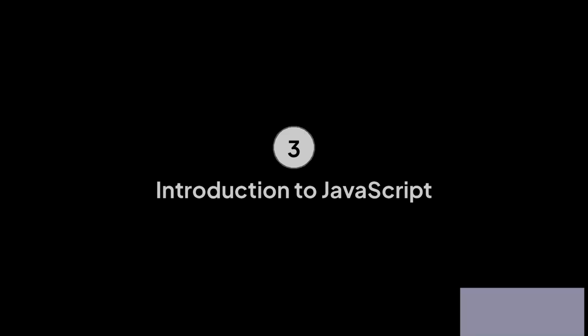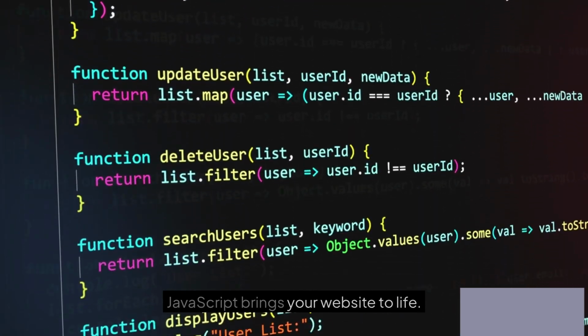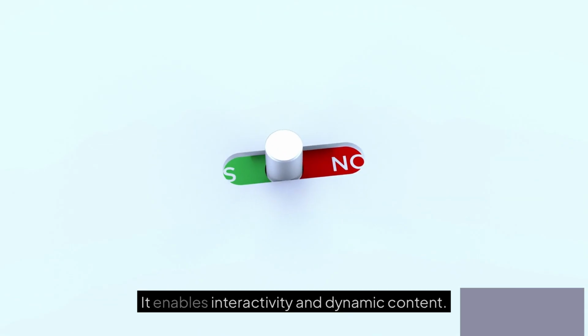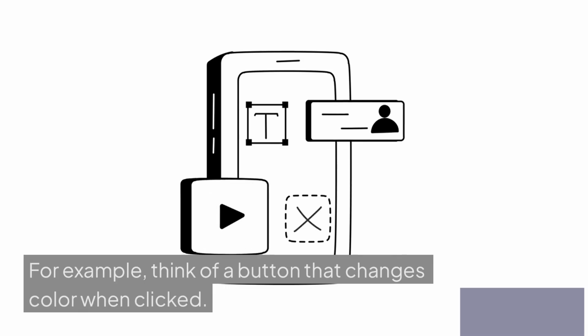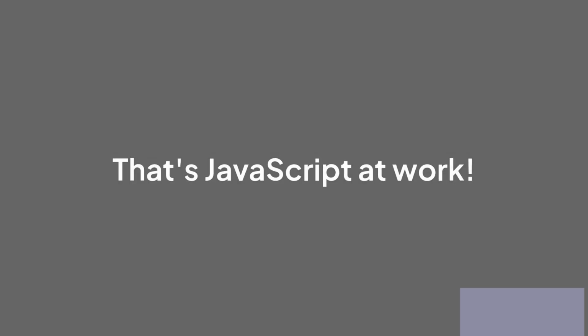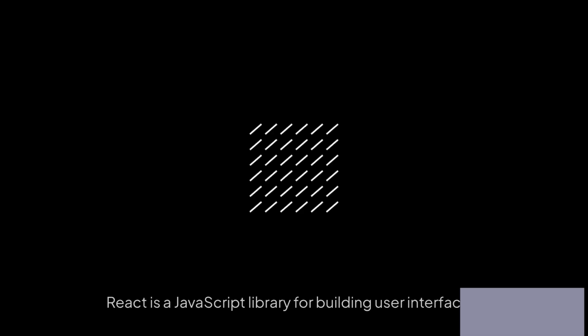Now, let's talk about JavaScript. JavaScript brings your website to life. It enables interactivity and dynamic content. For example, think of a button that changes color when clicked. That's JavaScript at work. After that, we move to React.